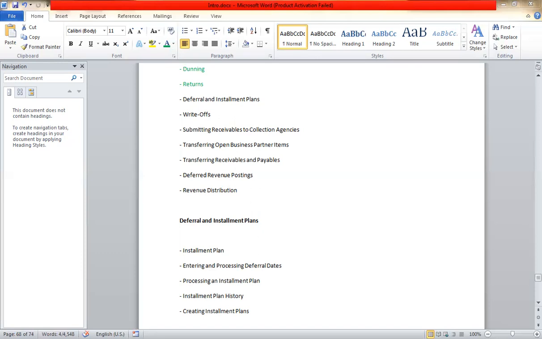Then transferring receivables and payables. With this component, you can transfer documents from one business partner contract account to another. When you transfer receivables or payables in this way, the business partner contract account or contract is changed in the line items. So at this point, the line items come to picture.